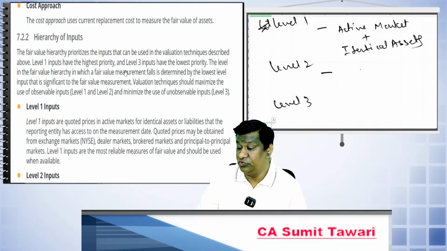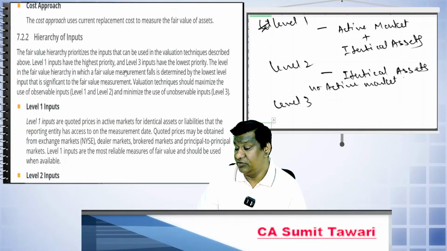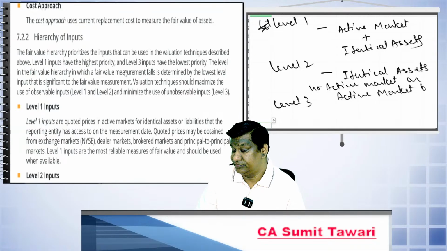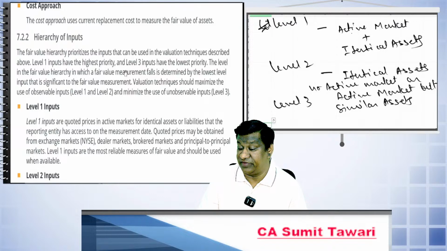Okay, in level 2, any of the factors is missing, like identical market, identical asset, but no active market, or active market but similar asset. So if any of the factors is missing, then we need to approach level 2.